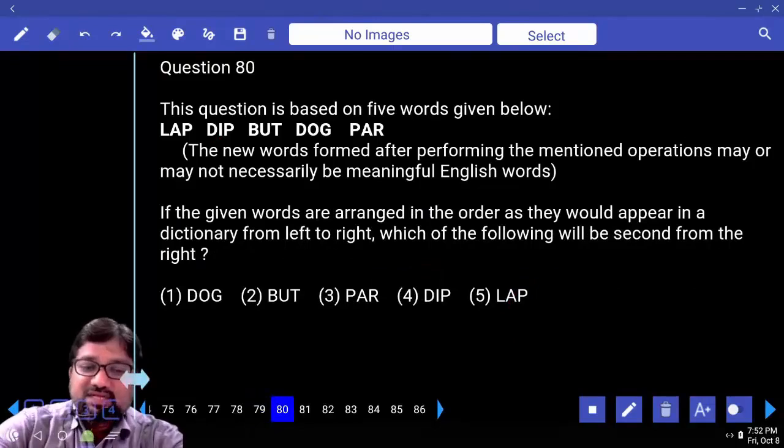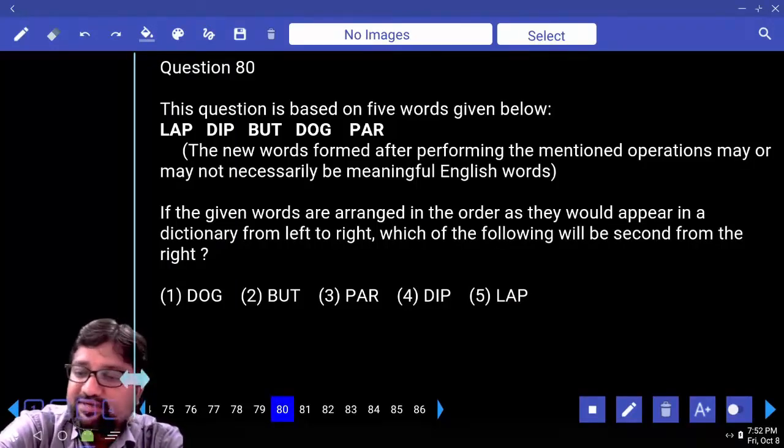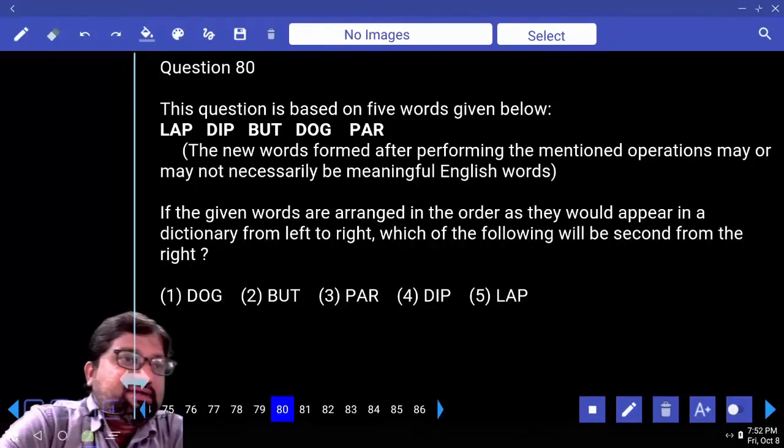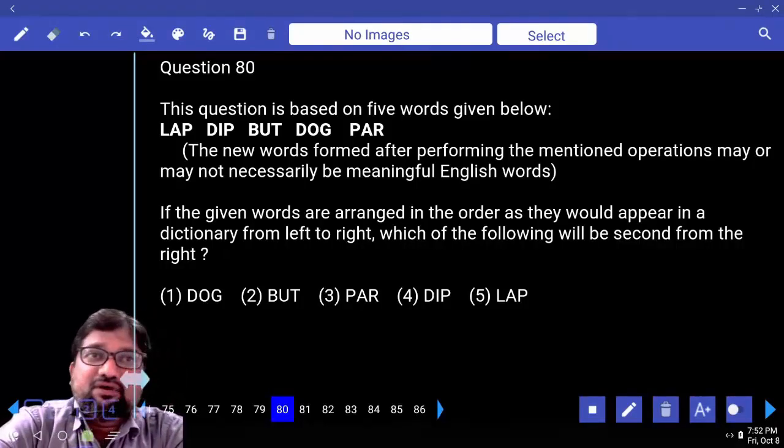If the given words are arranged in alphabetical order, as they would appear in dictionary order from left to right, which of the following will be second from the right? In which order are you supposed to arrange? Dictionary order.